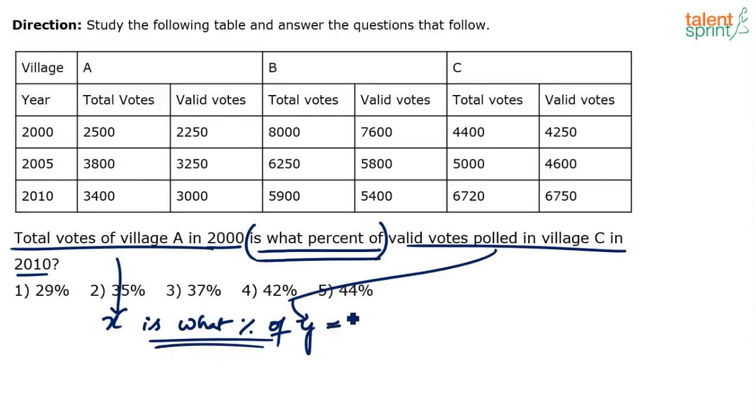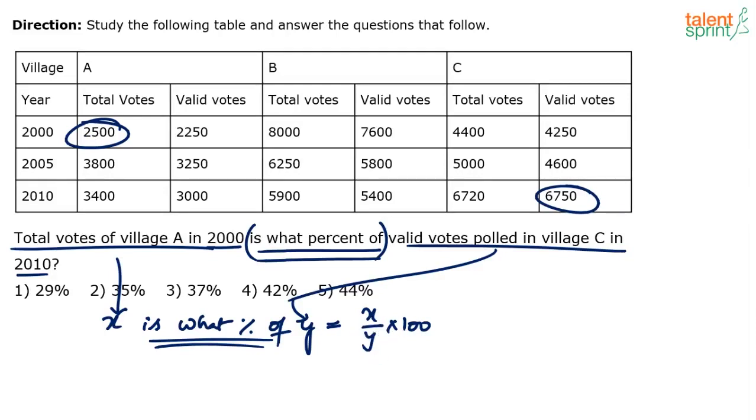What's the result, by the way? X is what percent of Y? X by Y into 100. Very, very common question. Now what is X in our case? Total votes of A in 2000 is 2500. What is Y in our case? Valid votes of C in 2010 is 6750. That's it. These are the two numbers. X is 2500. Y is 6750.